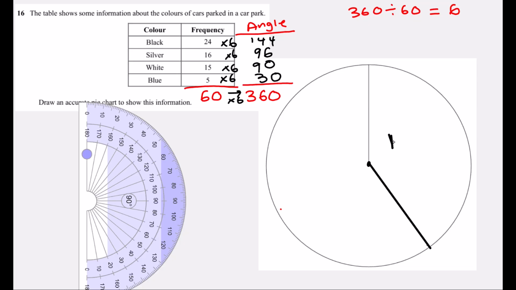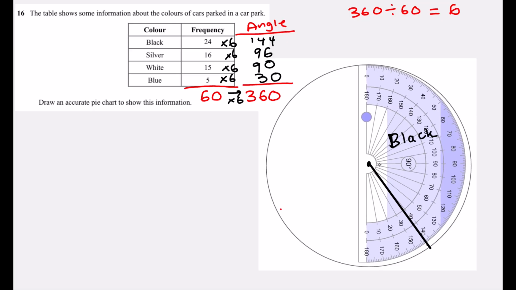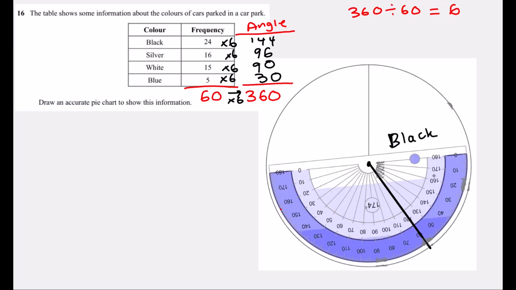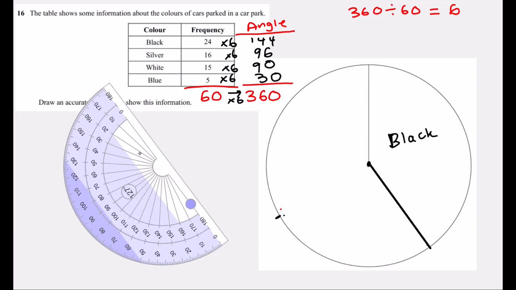So that is, I'll label it with a pen, not a ruler, black. And then I need to go again. I'm lining up the center, but this time I need it spun round, so 0 is on my new line. Then I'm measuring 96 degrees for silver, so 0 all the way up to 96. That looks like 95, that's 96. Take it away, use the ruler. That's 96 degrees, and that's silver.